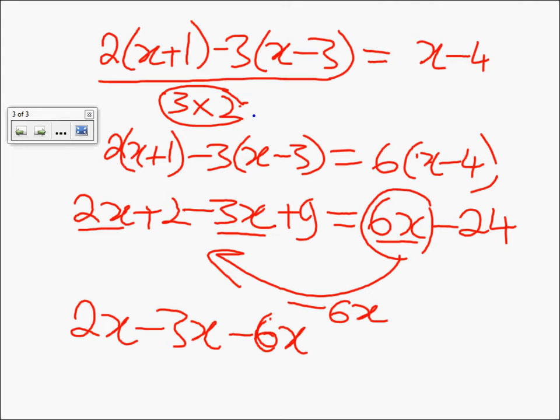Can you see that? Yes, you can. So now we compute this very quickly. That is 2 minus 3 minus 6, that is minus 7x. Okay? Minus 7x. You just compute these numbers on their own.